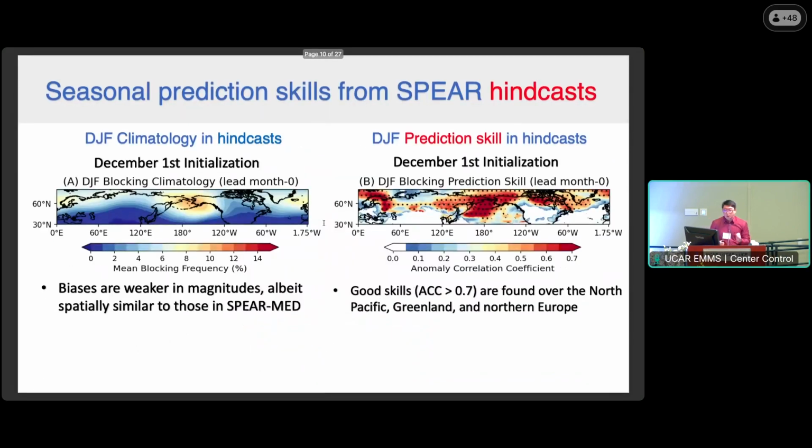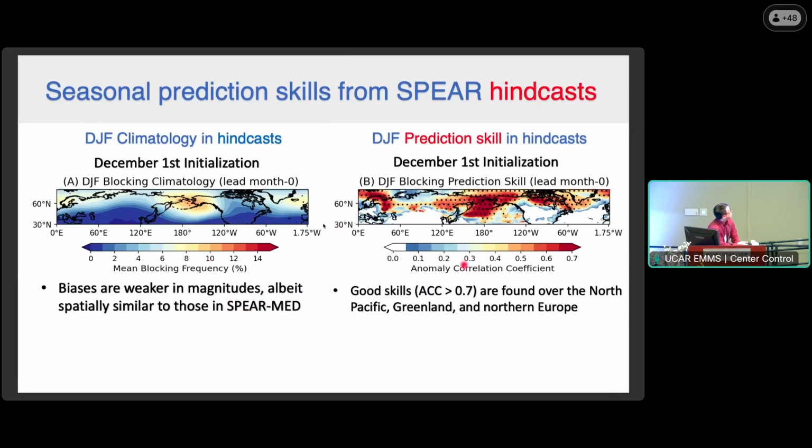Okay, the main target of this study is seasonal prediction skill. So utilizing this December initialization output, we first look at the DJF blocking climatology in this hindcast. And compared to the blocking climatology in the free large ensemble simulations, the biases are weaker in magnitude, but the spatial biases are still similar to the large ensemble simulations.